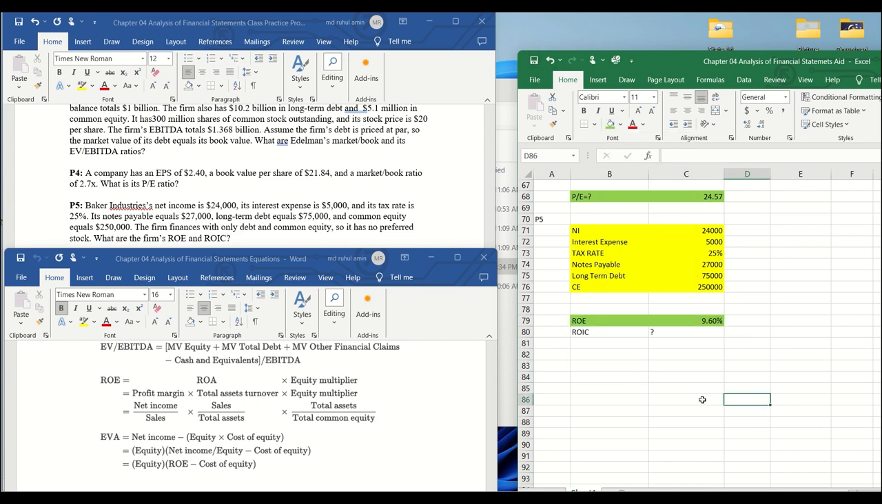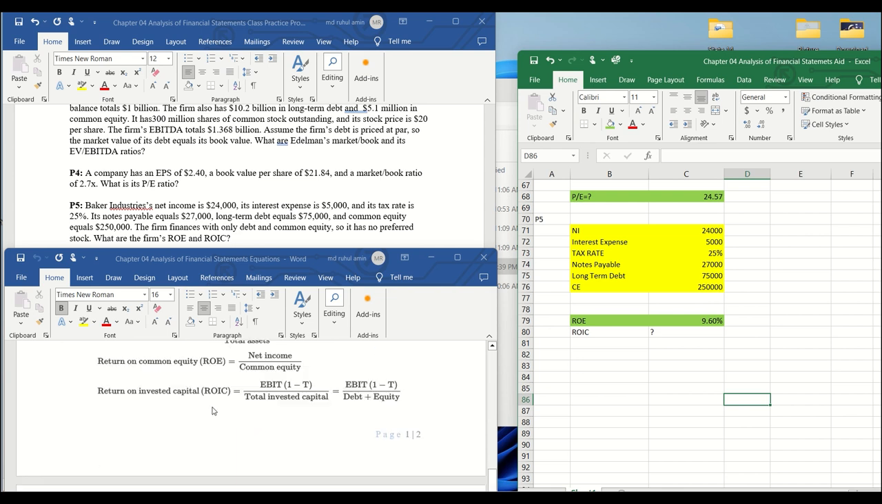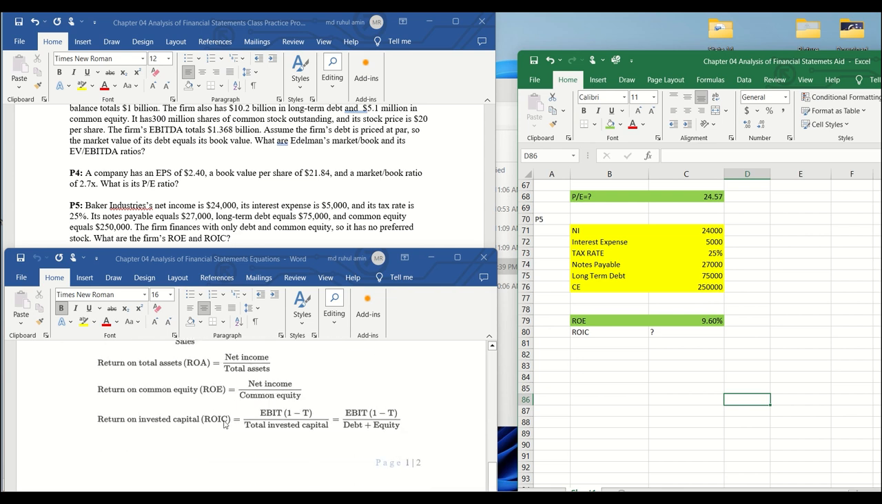Then ROIC, return on invested capital. How you can get it: return on invested capital equals EBIT after tax, operating profit, divided by total invested capital, debt plus equity. So how much is our EBIT? If we have net income, we need to work out EBIT.